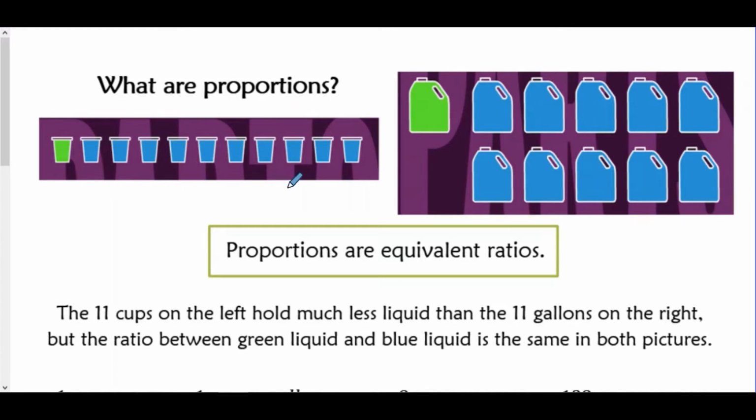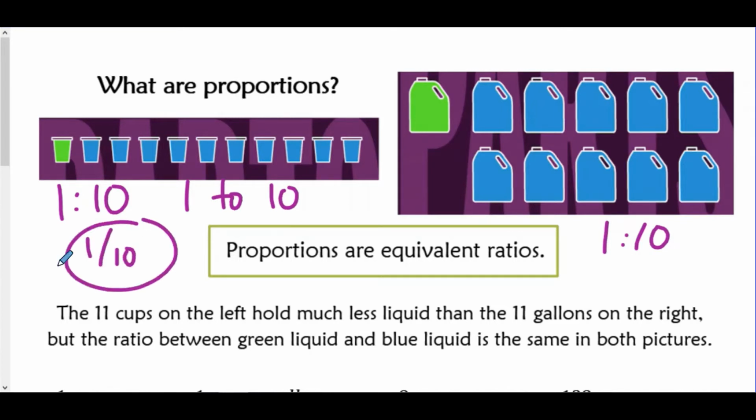So in this series of cups, let's say green versus blue, we have a ratio of 1 to 1, 2, 3, 4, 5, 6, 7, 8, 9, 10. So a ratio of 1 to 10. With these gallon jugs over here, the ratio of green to blue is also 1 to 10. You could phrase that differently. You could say ratio of 1 to 10 or 1 over 10.